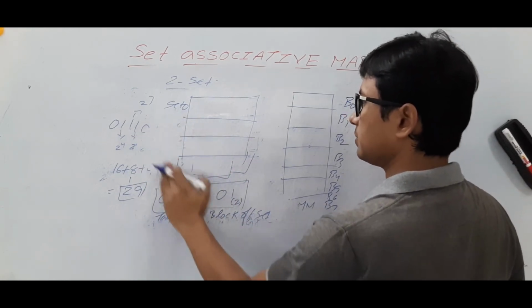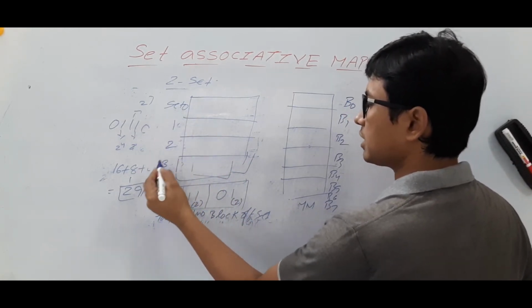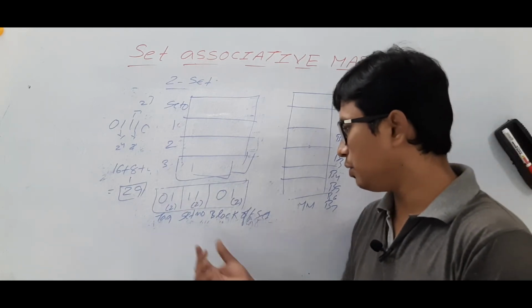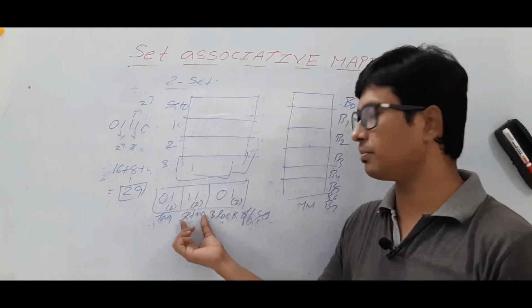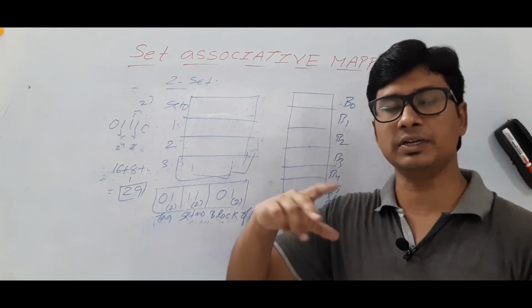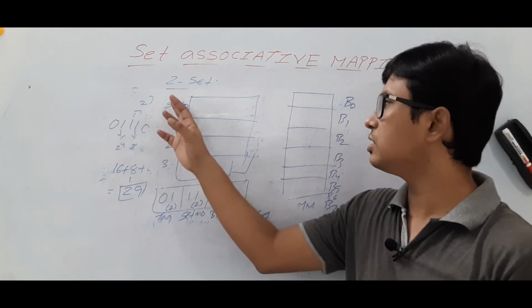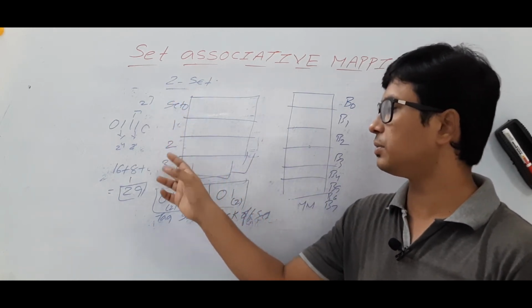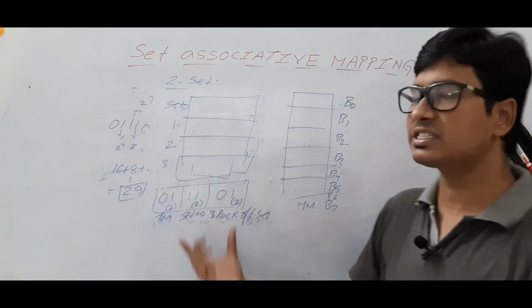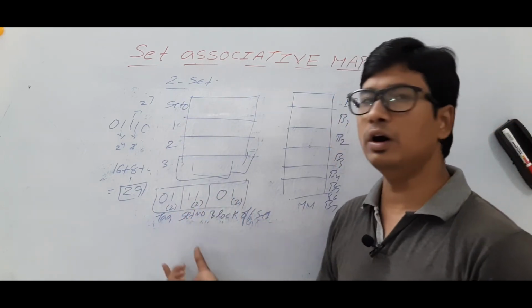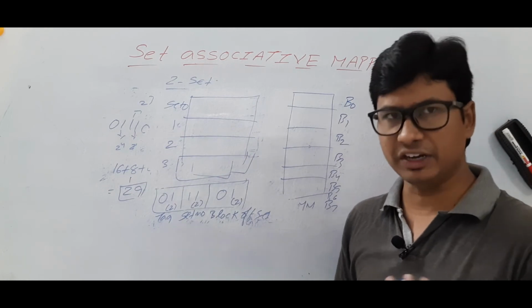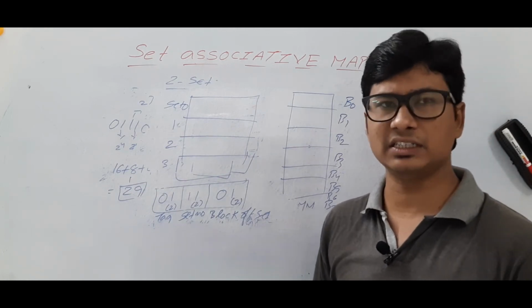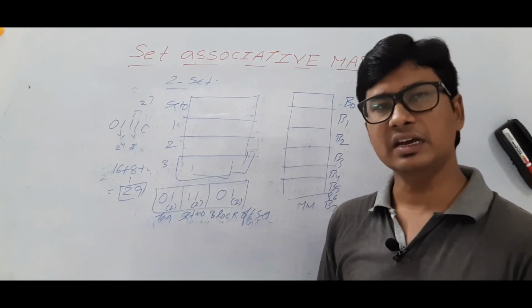You have set number 1, set number 2, set number 3 there, because you have allocated 2 bits for the set number. Using the 2-bit combination, you can generate 4 sets. So then how will we search whether this particular word exists in the cache memory or not? If it is there, then we say it is a cache hit. Otherwise, we say it is a cache miss.